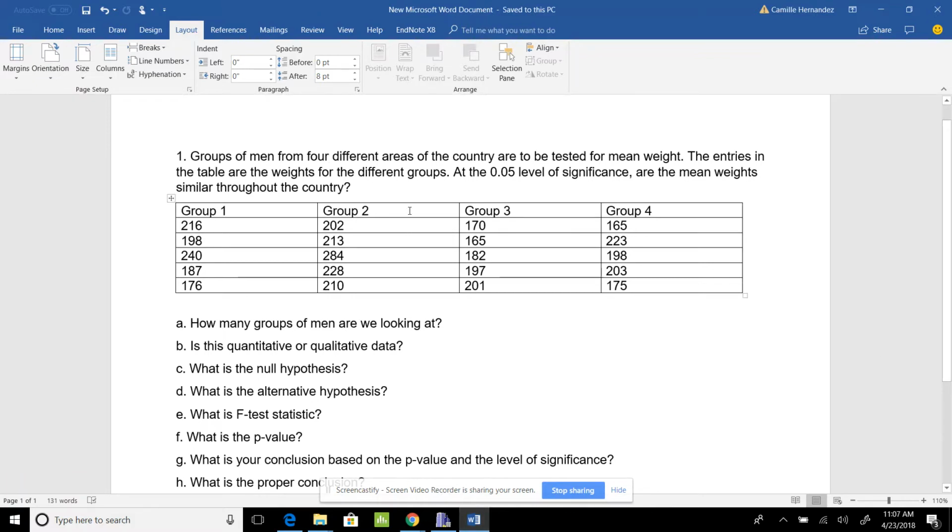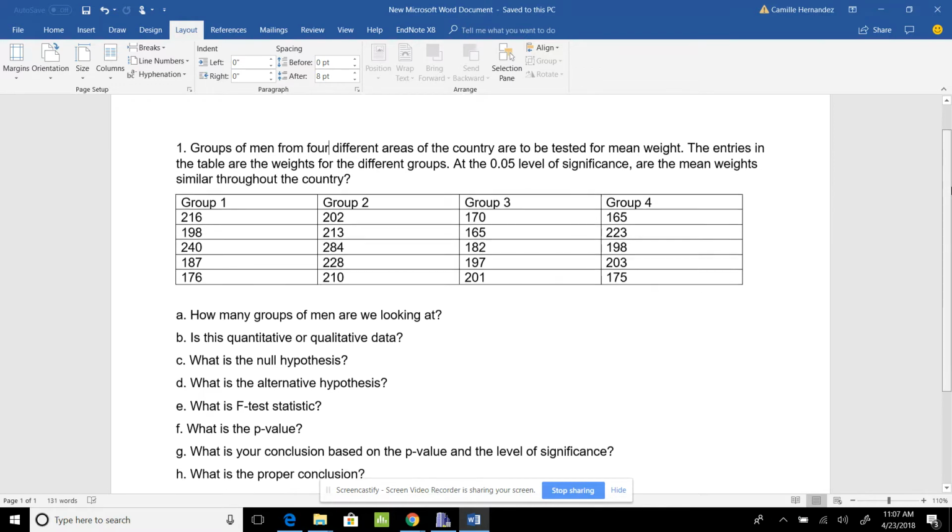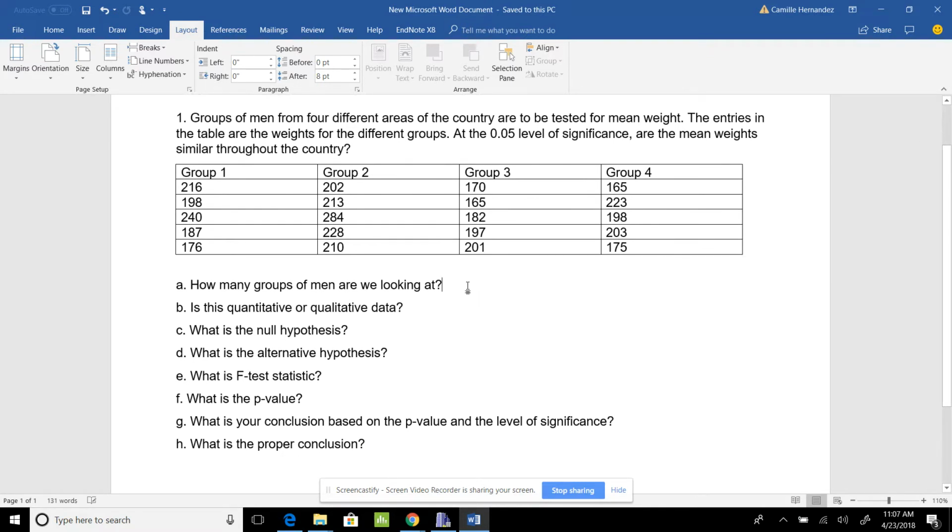So here's group 1, group 2, group 3, group 4. The first question is, how many groups of men are we looking at? And the answer is 4, because there's 4 groups. Is this qualitative or quantitative data? This is quantitative data, because it's in groups of mean weight. While the groups themselves are categorical, the weights within the groups are the quantitative part. So we're going to consider this quantitative data.